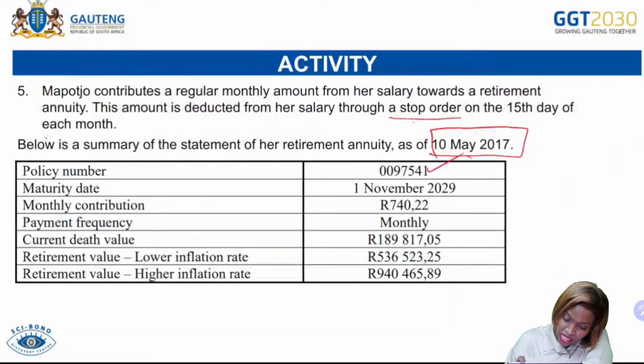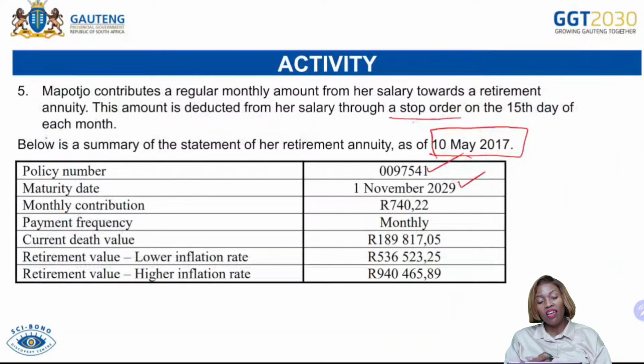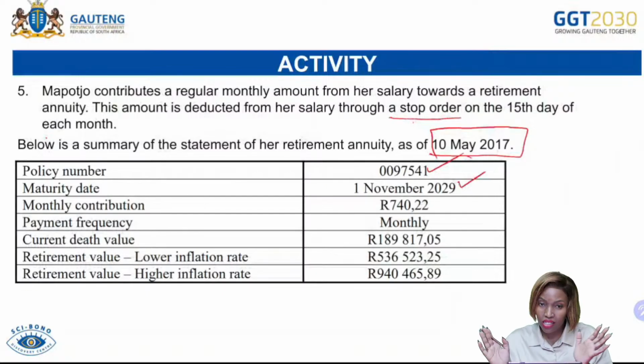So we've got the policy number. The maturity date is 1 November 2019. What is the maturity date? That is the date whereby she will have access to the retirement money. Her retirement money will be released. Then she can enjoy it.